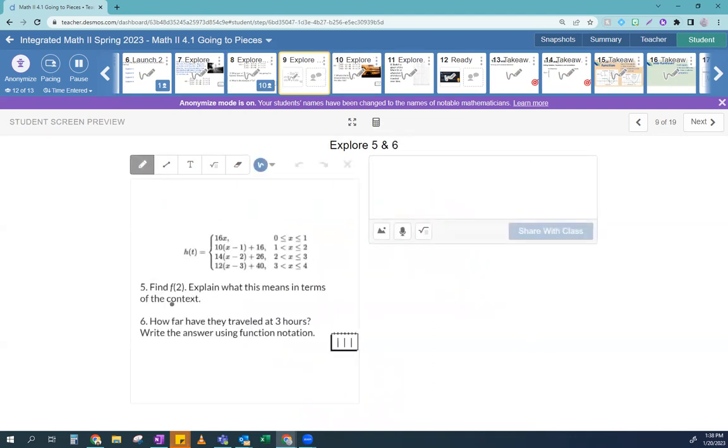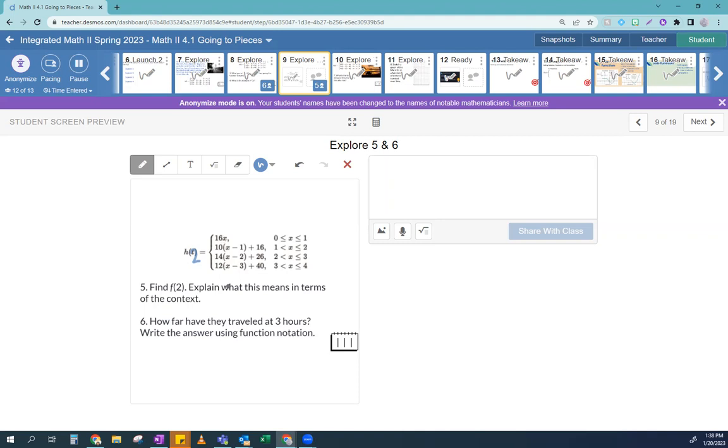Okay. Next, it says find f of 2. Explain what it means in terms of the context. They want me to find f of 2? Okay, Ms. Johnson, that normally means just plug in 2. But look, I've got a 2 here, a 2 here, a 2 here, and a 2 here. Which one do you want me to use?